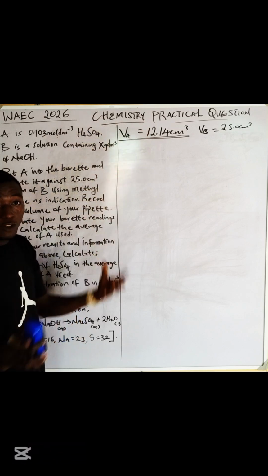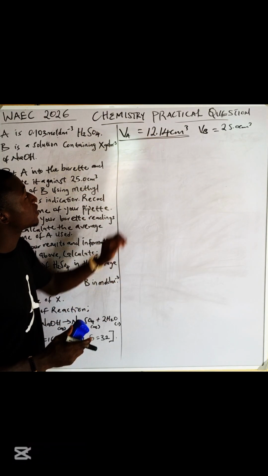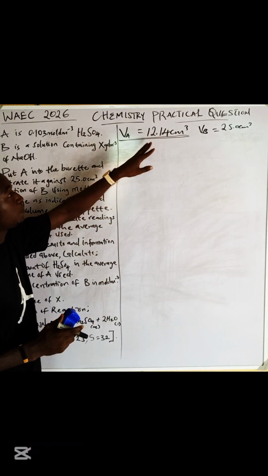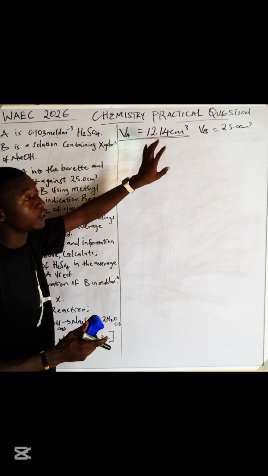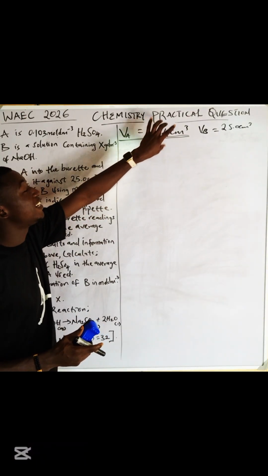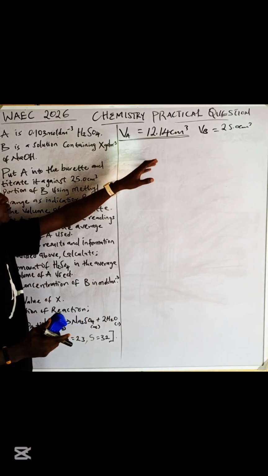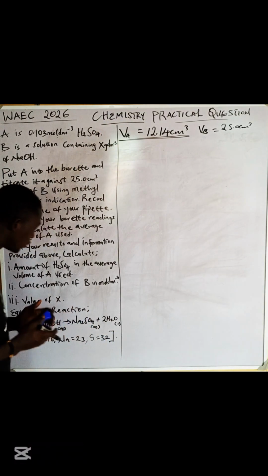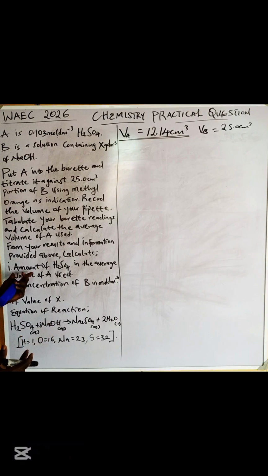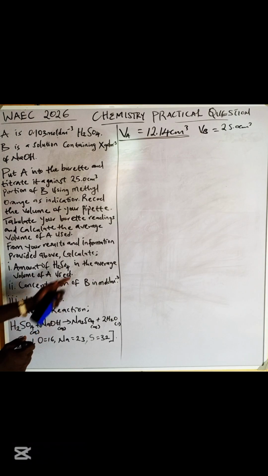But after your titration during your exam, your VA can be 12 point whatever, 30, 12 point whatever. Do you understand? Which is not really far. Are we together? So it must not be exactly the same thing. After you must have gotten this, you now start solving, and the first thing you have to calculate is the amount of H2SO4 in the average volume of A used.